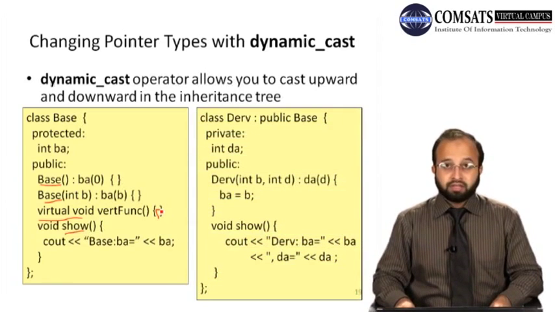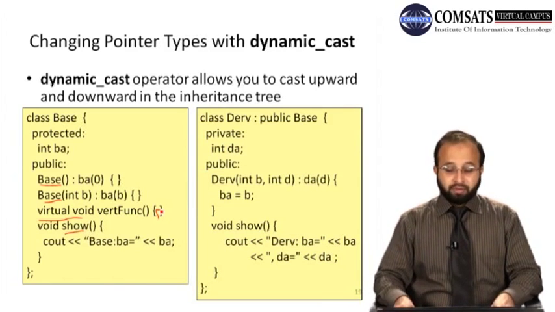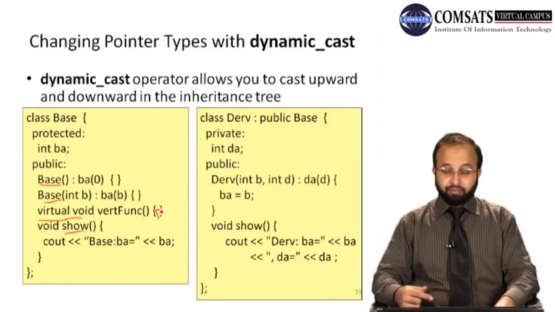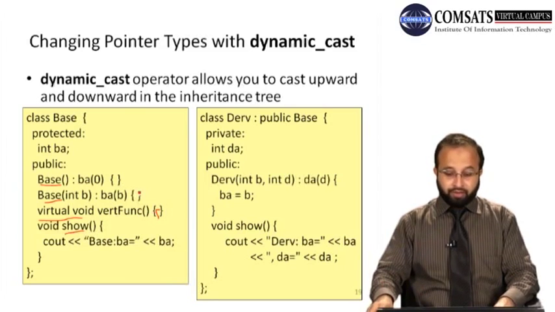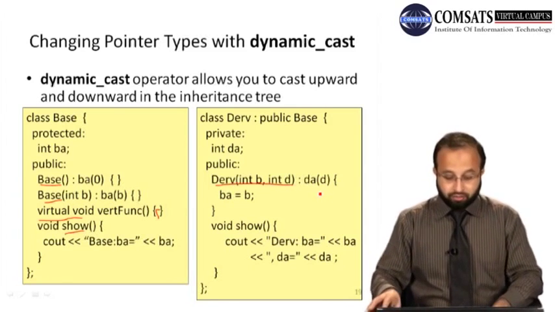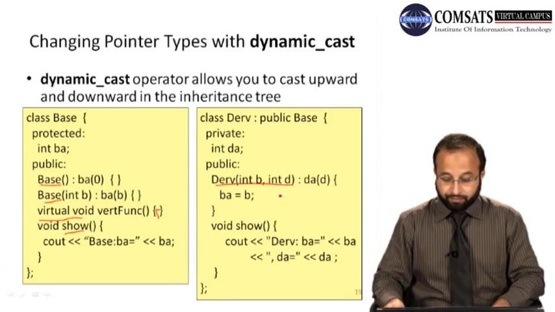Now we have a drive class, DRV class, that is inherited from the base class. The type of inheritance is public, and the private data member of this drive class is DA. So base class का private data member जो है, that is BA, and drive class का जो data member है DRV class का, that is DA. Okay, so in drive class we have a constructor with two arguments, और वो दो argument का constructor जो है, what it will do is it will initialize.